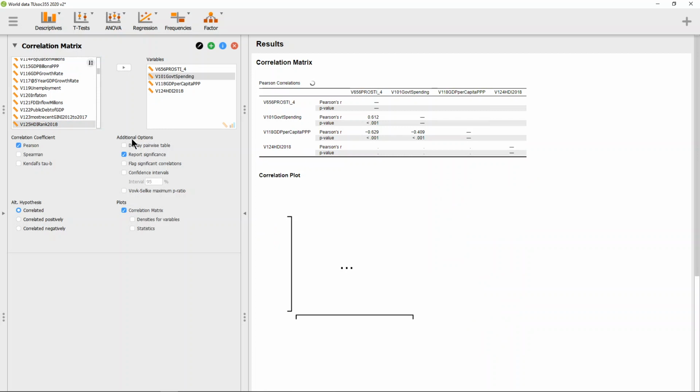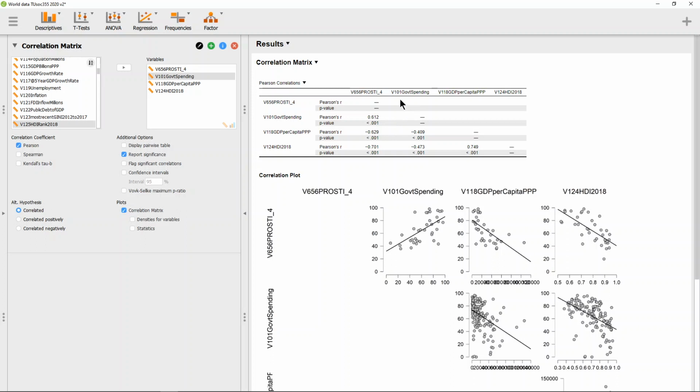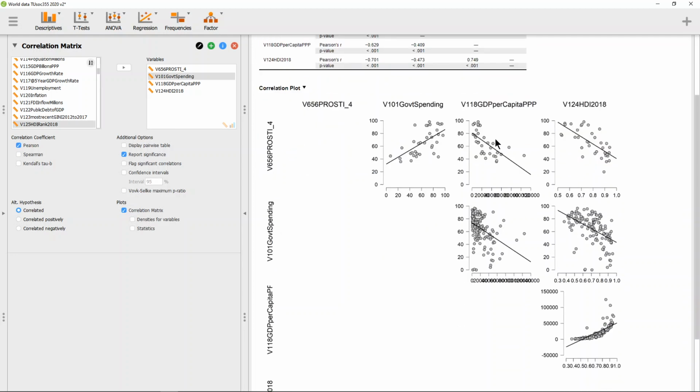Okay, so now what has happened in the program is I now have the correlation matrix that has a whole bunch of correlations between a bunch of pairs of variables. We'll look at that in a bigger picture in just a moment. And now I also have scatter plots for the relationships of the prostitution variable here with government spending, the prostitution variable with GDP per capita, and the prostitution variable with HDI values. But I also have the ways that each of these independent variables correlate with each other in scatterplots.